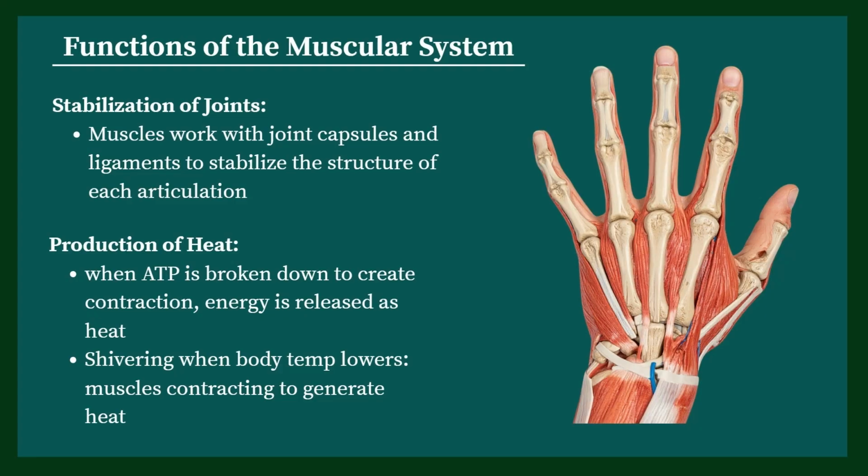Muscles work with joint capsules and ligaments to stabilize the structure of each articulation. That's what they call a joint. And then finally, when ATP is broken down to create contraction, energy is released as heat, and that's what keeps us warm. So when we shiver, when we get really cold, it's the muscles making tiny contractions to generate heat to warm us up.